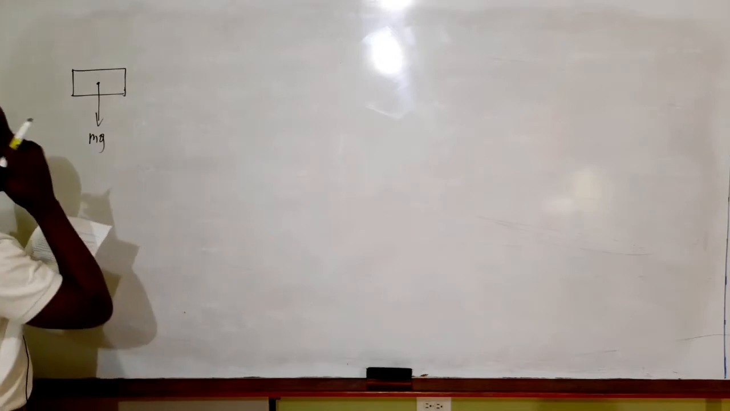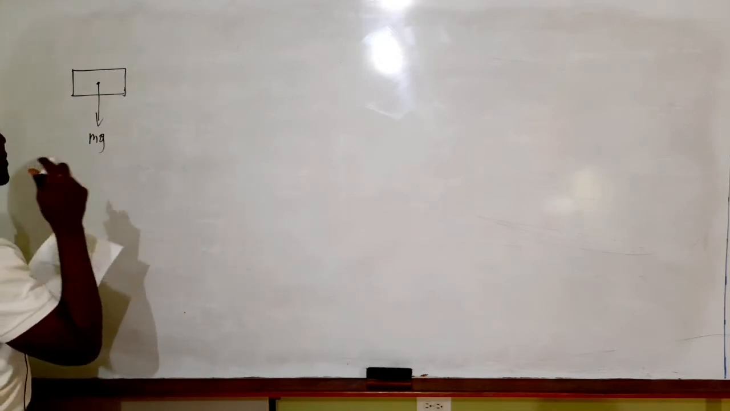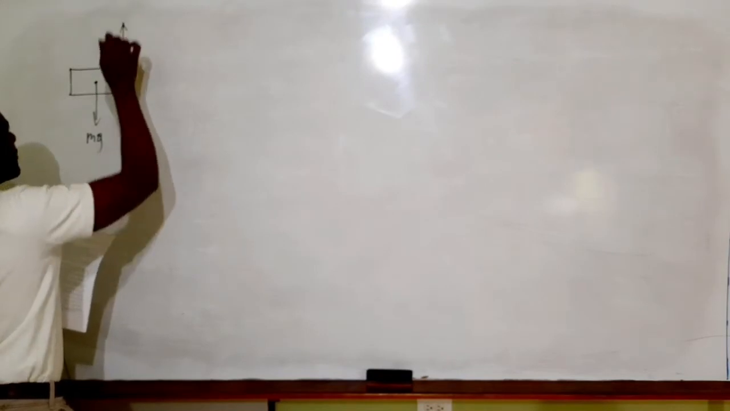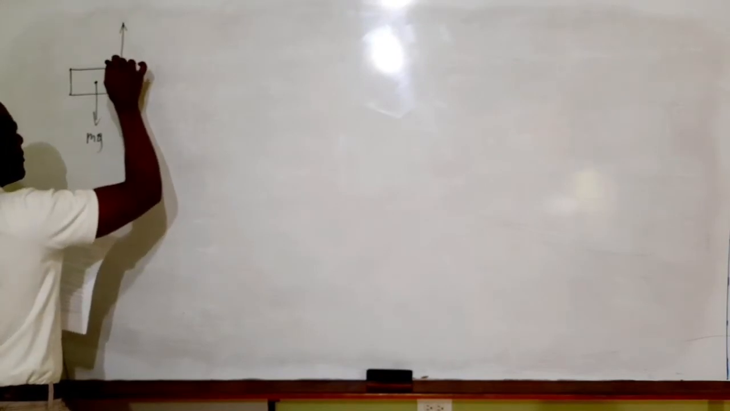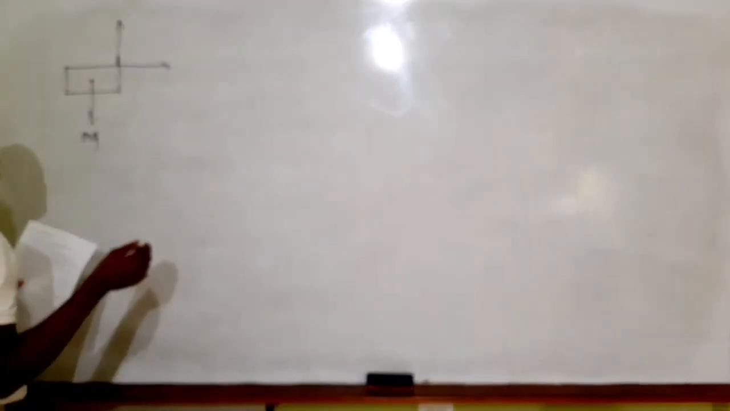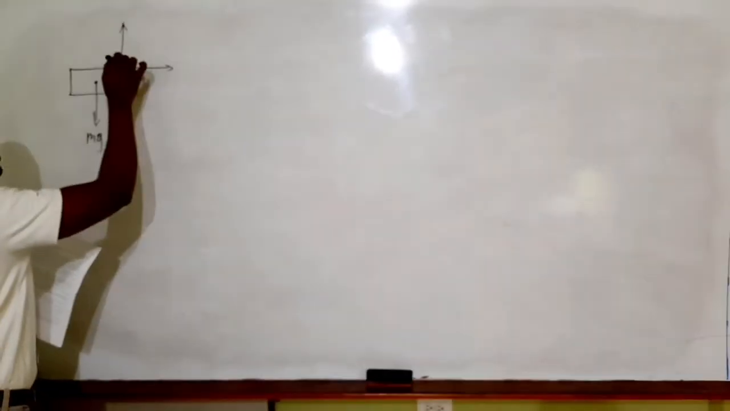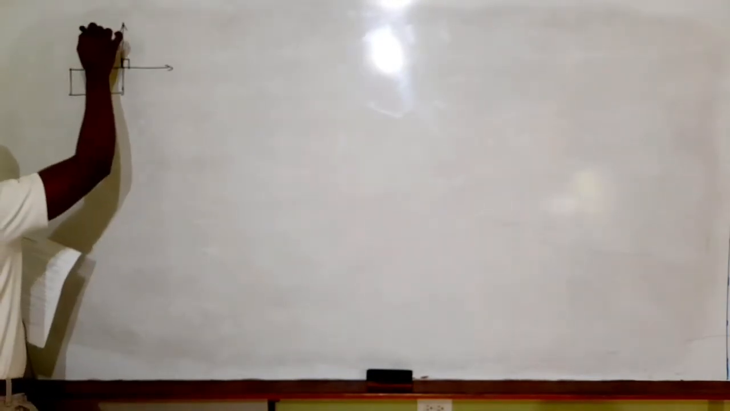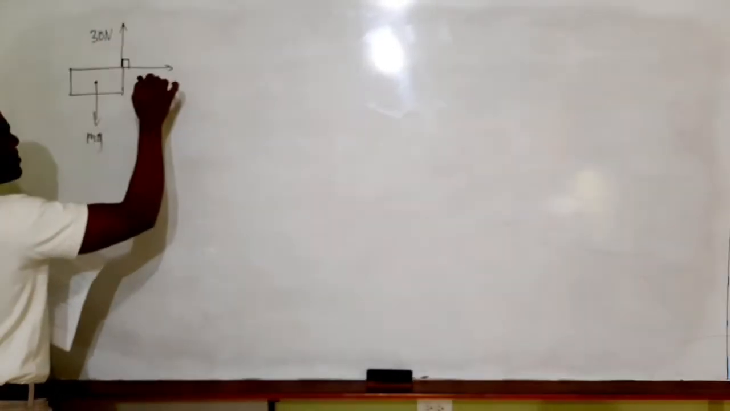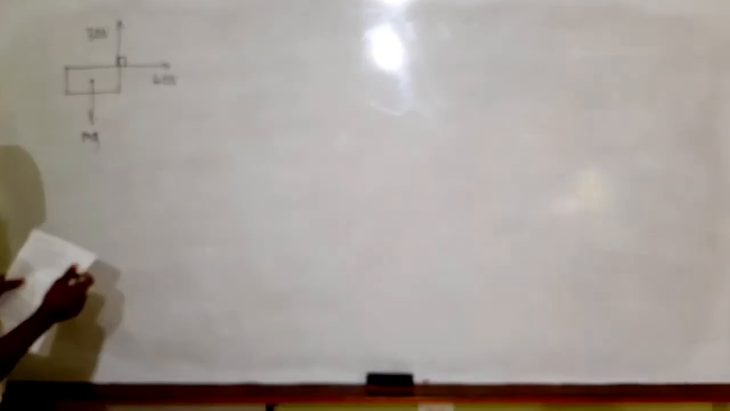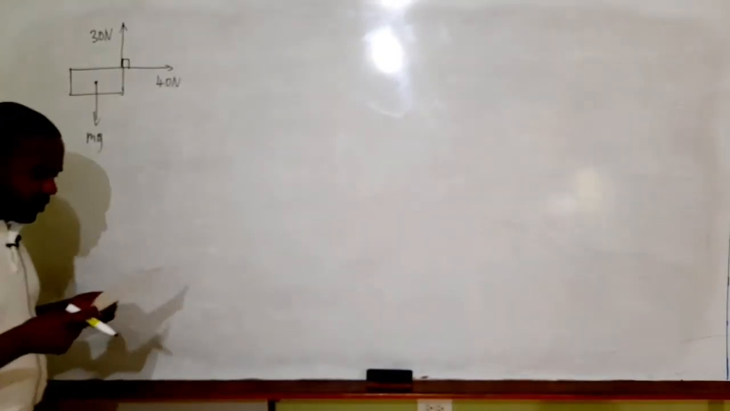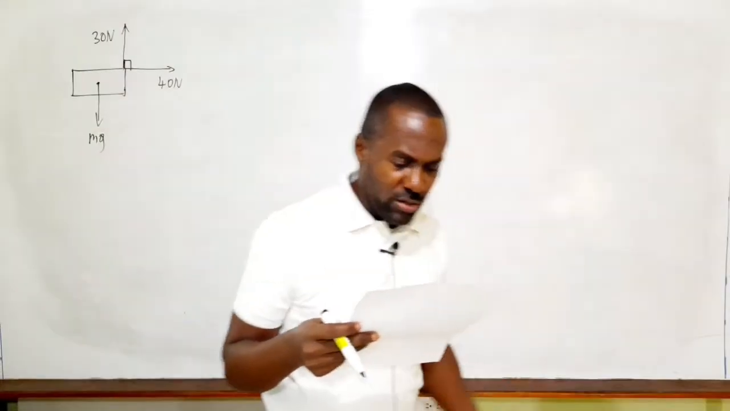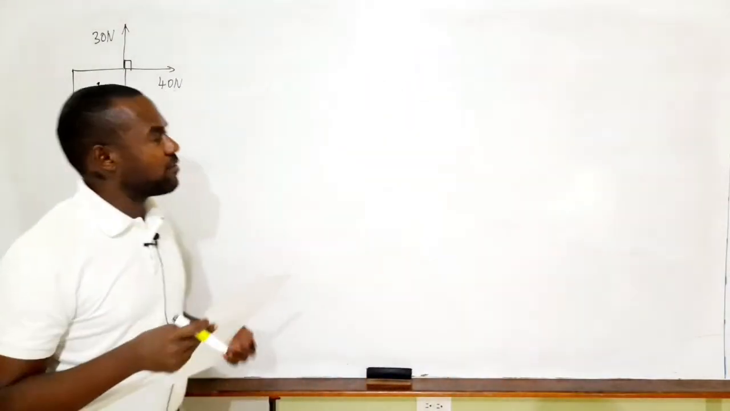So we have two forces acting on the body, which are perpendicular. We're going to let one force act vertically upwards and the other act horizontally, and these two forces are acting at right angles. So let this be the 30 newton force and this be the 40 newton force. What we're required to do is to find the magnitude and direction of the acceleration on the body.